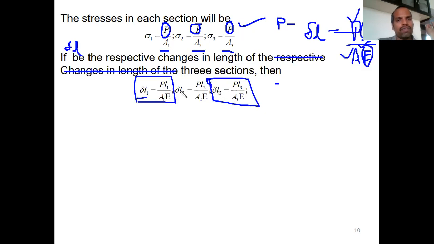But if the length is different, or the area is different, or the Young's modulus is different, if any one of the variables in PL by AE differs, the changes will differ.